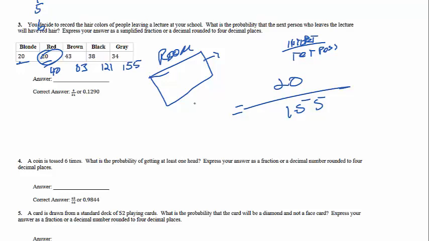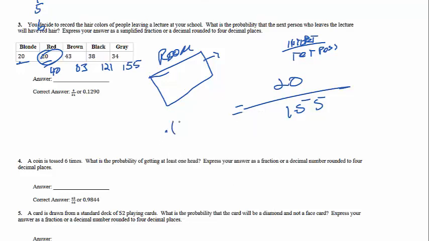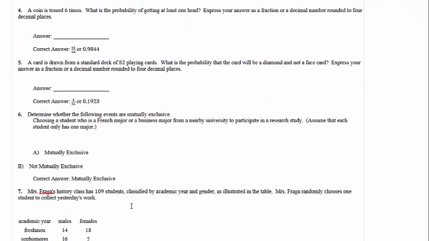20 divided by 155 is equal to 0.1290. If you wanted to reduce this, you could reduce both by 5, and you end up with 4 over 31. All right. Okay, so not a whole lot of challenges here. Let's go to the next one.